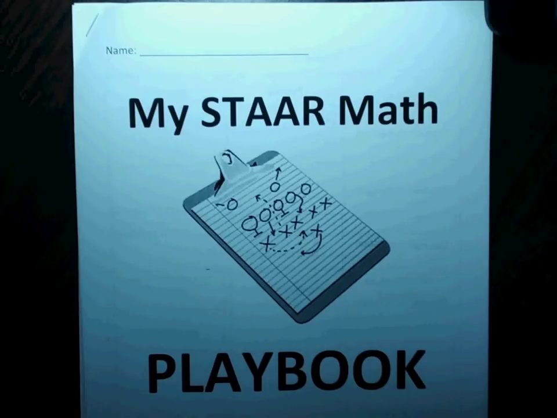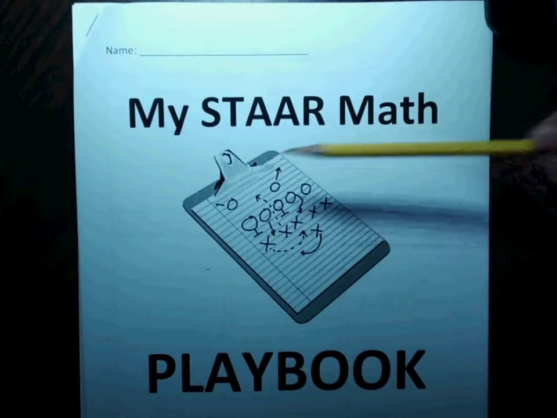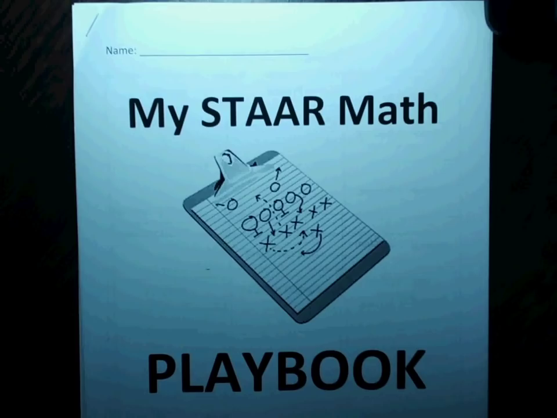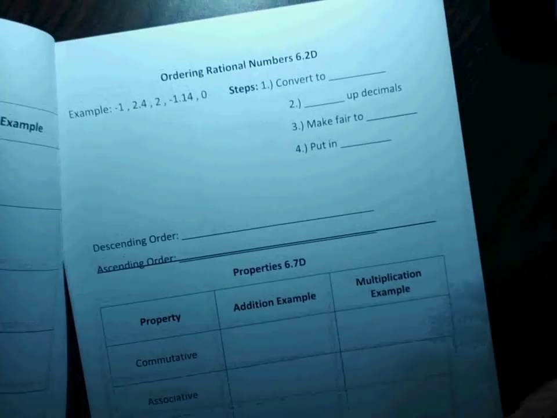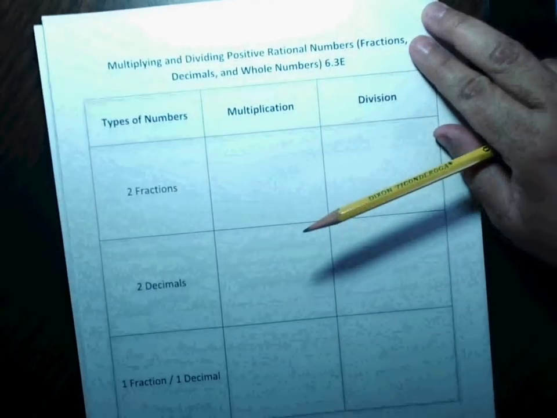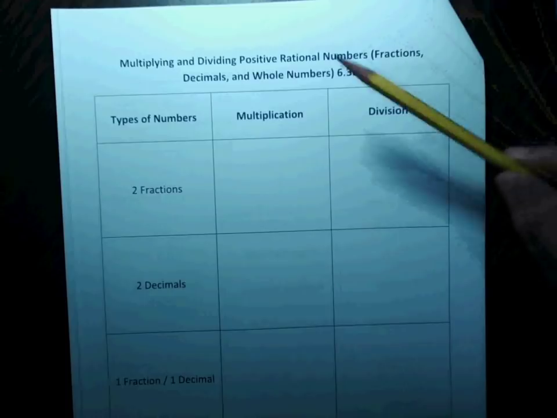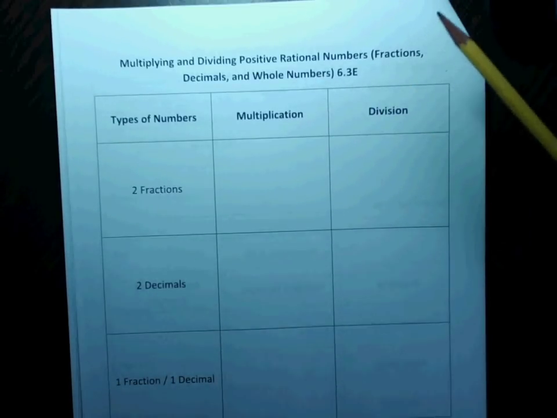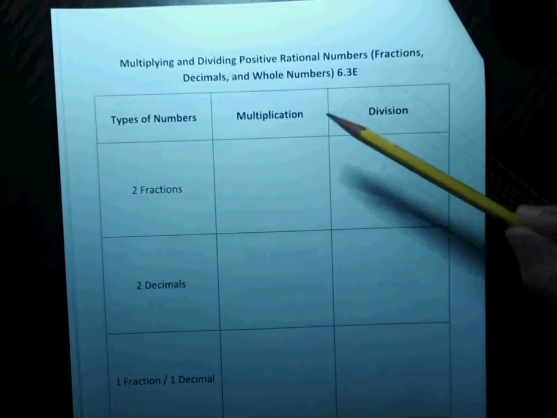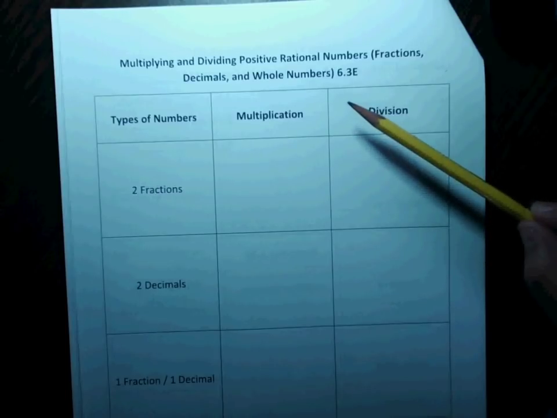So today for our warm-up, we're going to do our warm-up in our STAAR math playbook. If you turn your page to page 3, which should look like this, at the top it should say multiplying and dividing positive rational numbers. Rational numbers are fractions, decimals, and whole numbers.